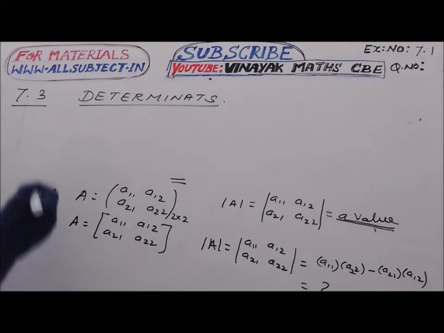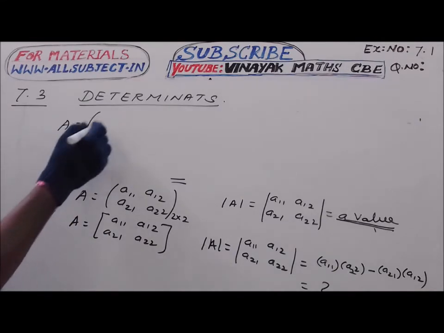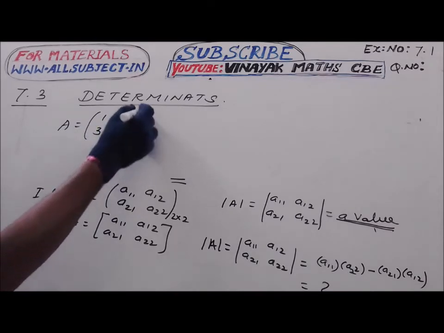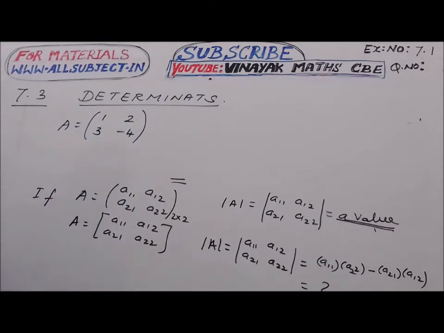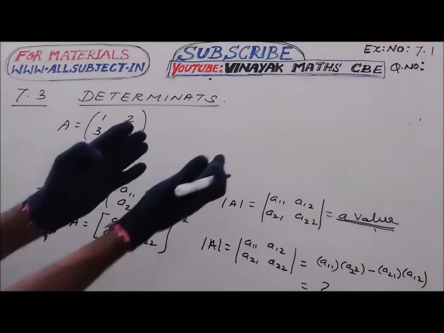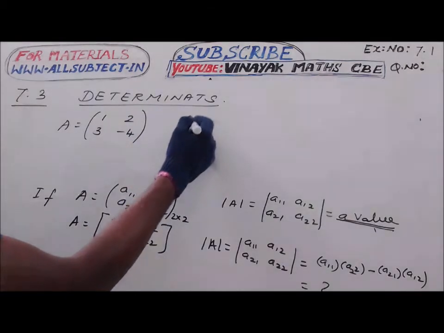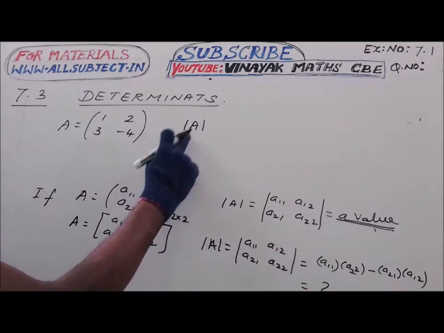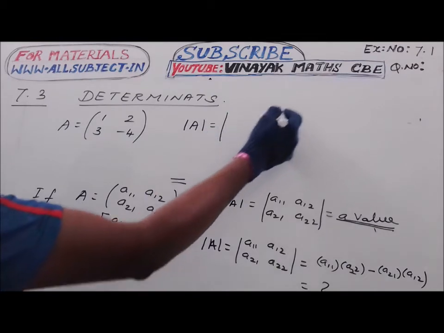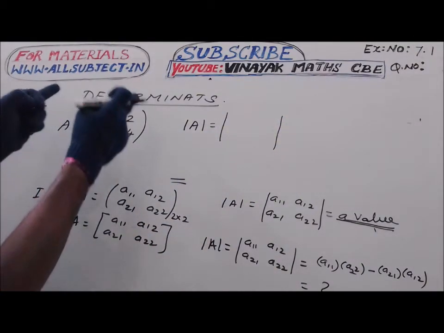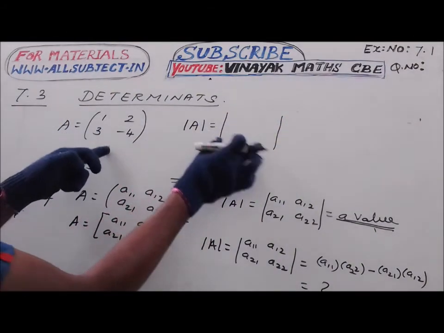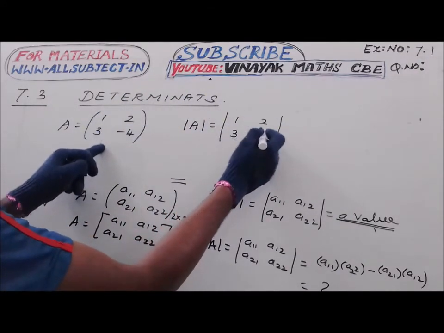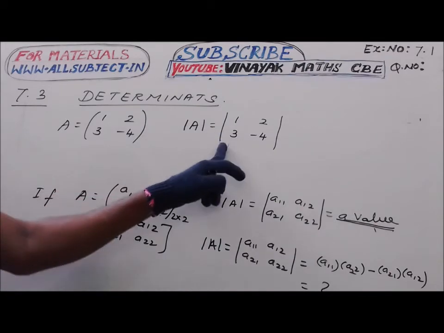Here I am taking a 2 by 2 matrix. A equal to 1, 1, 1, 2, 3, minus 4. This is the given matrix now. I am going to calculate its determinant value. So determinant value means determinant of A. When we write the determinant, the numbers are enclosed by two parallel lines instead of brackets, that is 1, 2, 3, minus 4, but we should read it as determinant of A.